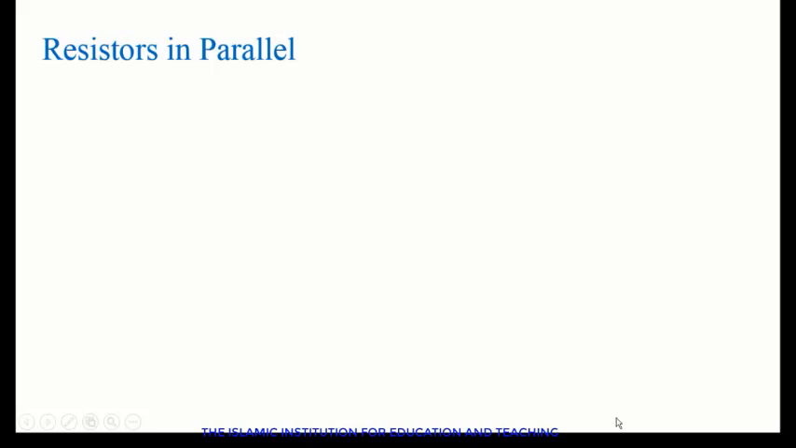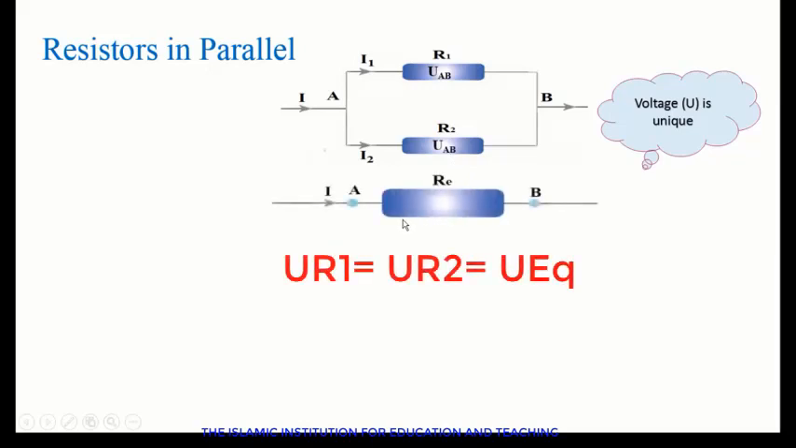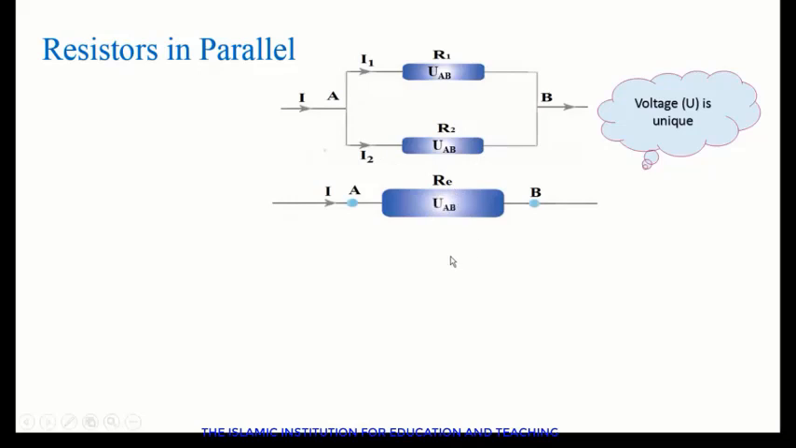Now let's determine the formula for calculating the equivalent resistance when resistors are grouped in parallel. Here we have R1 and R2 grouped in parallel. Then the voltage U is unique. This means that the voltage across R1 is UAB and across R2 is also UAB, which is equal to the voltage of the grouping. RE is the resistor equivalent to this grouping. Then the voltage across RE is UAB.